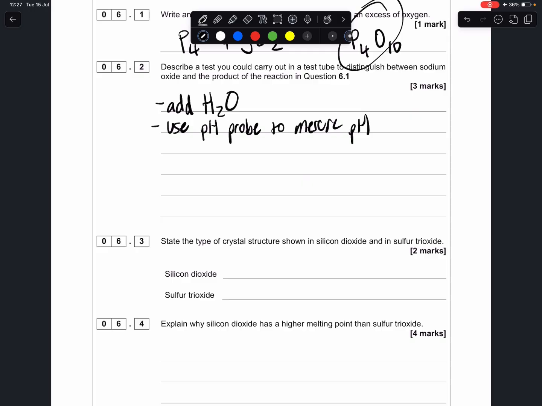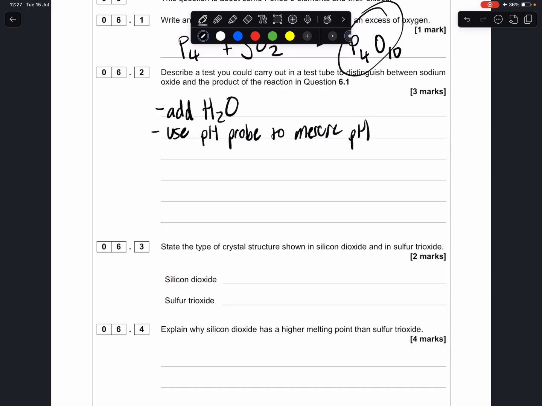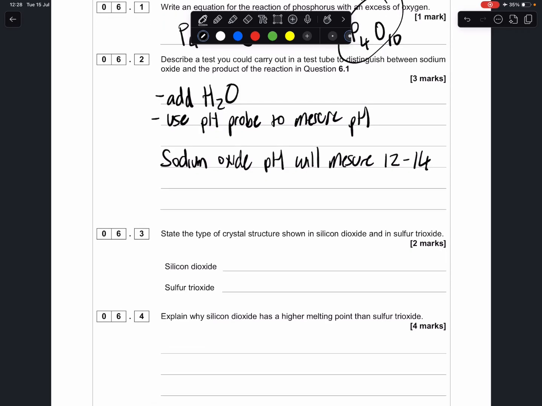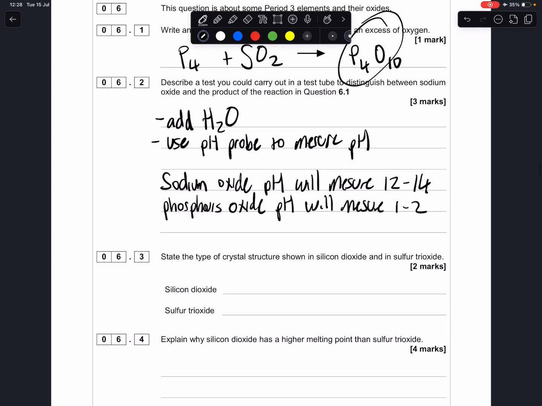one is a base. So our sodium oxide with water solution pH will measure 12 to 14, whereas our phosphorus oxide pH will measure 1 to 2. So there you go, that's the difference.